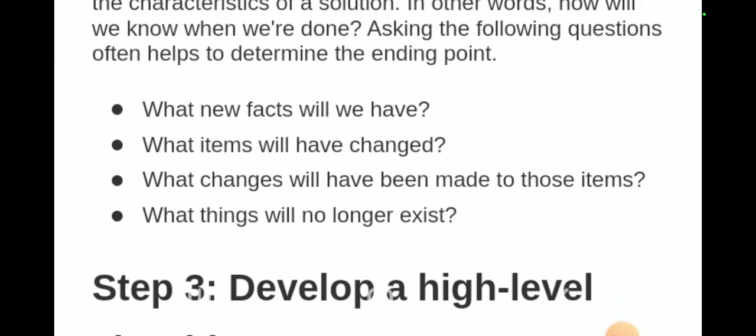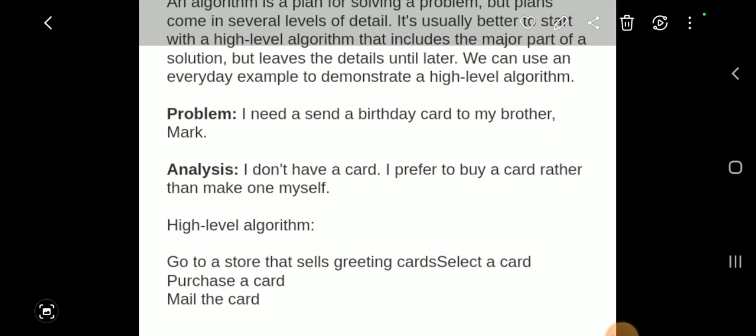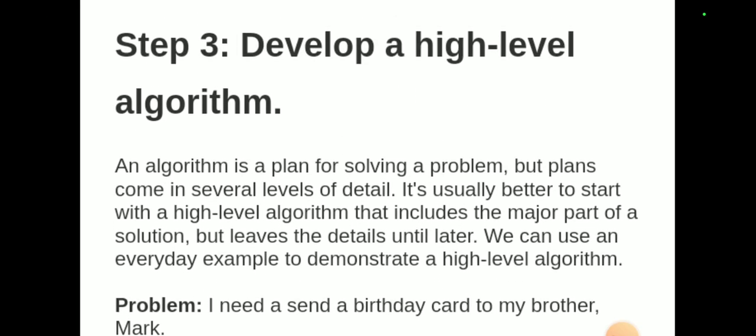Number three is develop a high level algorithm. ये हमारे पास थर्ड स्टेप. An algorithm is a plain plan for solving a problem, but plans come in several levels. For detail, it's usually better to start with a high level algorithm that includes the major part of a solution but leaves the detail until later.